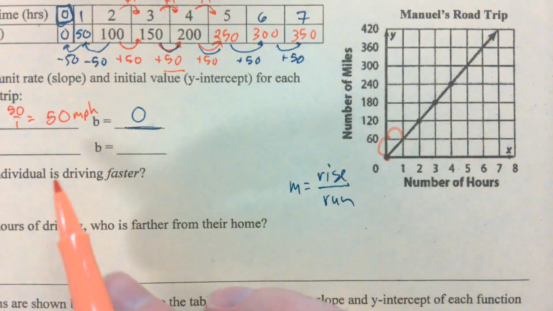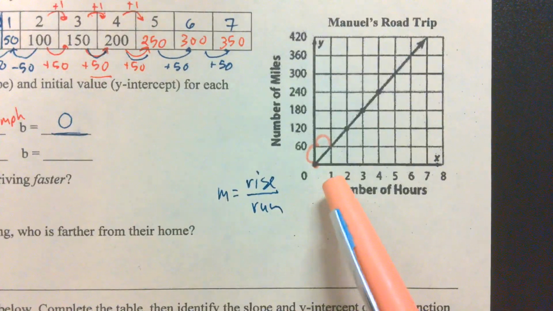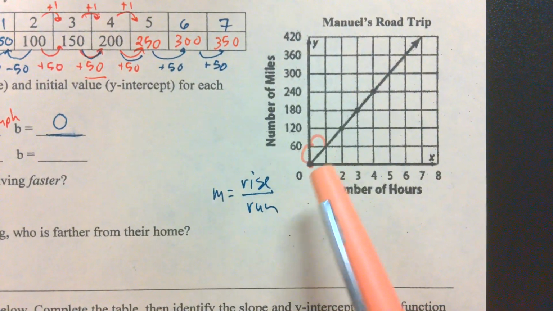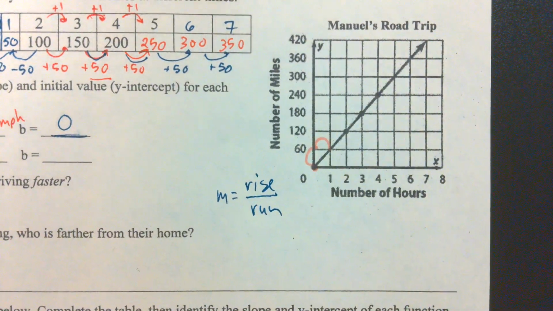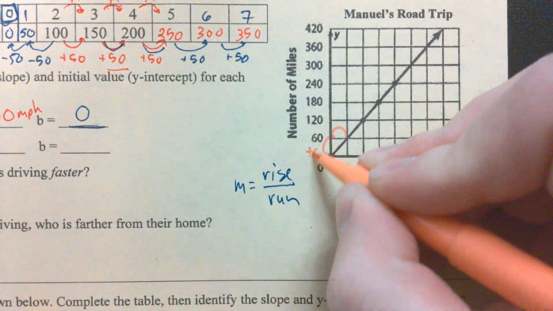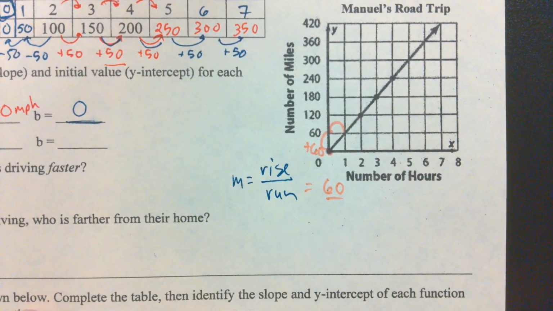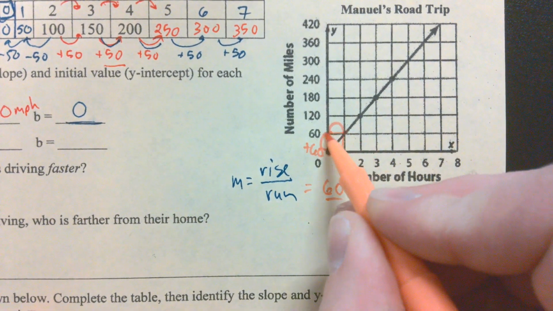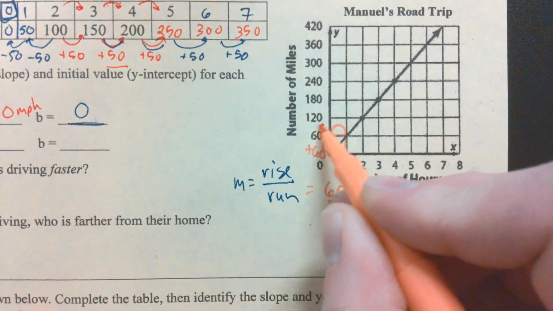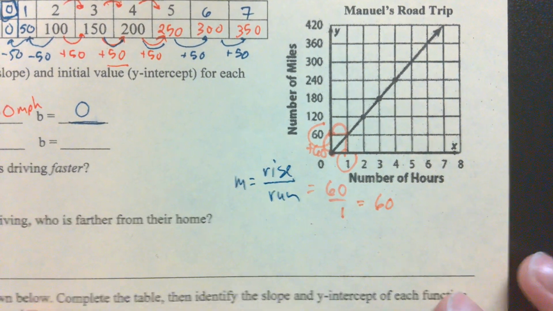So I saw a lot of people say, oh, my slope is 1. But that means that Manuel's driving 1 mile an hour. It's going to take him a while to get wherever he's going at that speed. Even though we only rise 1 box up, how many miles are we rising up from 0 to 60? We're rising up 60. So my rise over run is 60 miles in 1 hour. 60 over 1 just gives me 60.